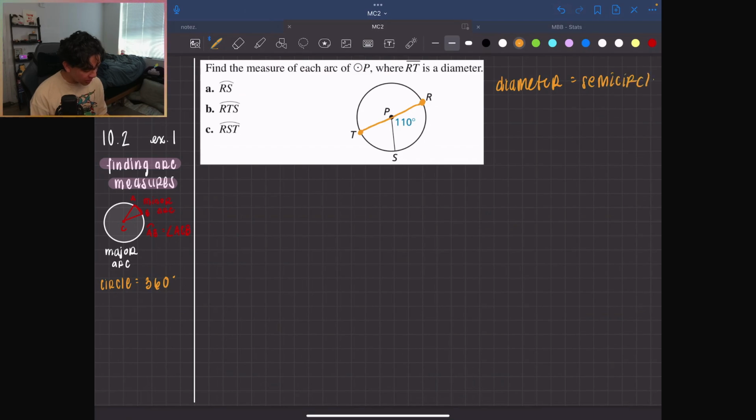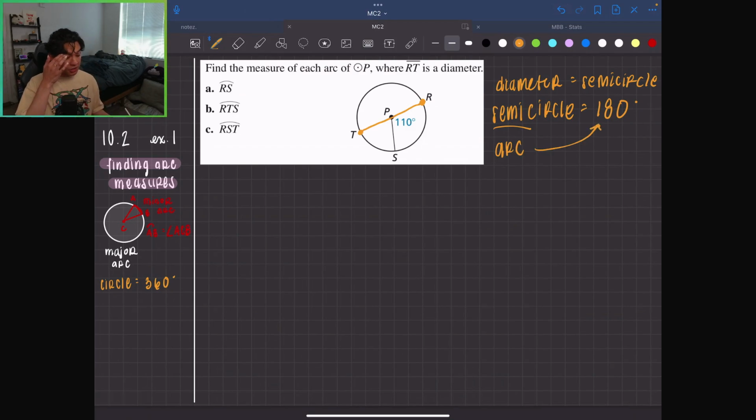And the reason why this is important is because a semicircle, semi meaning half, half of a circle, has an arc measure equal to 180 degrees. So the arc measure of a semicircle is 180 degrees, meaning that this over here will be 180 degrees, as well as this highlighted blue part will also be 180 degrees. Please note also that a circle is always 360 degrees. So let's go ahead and find these measures.